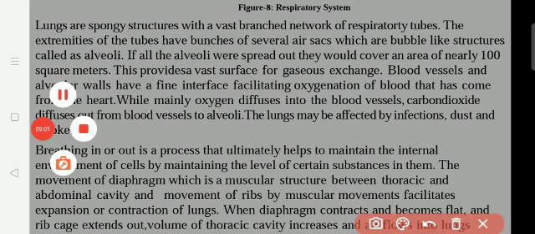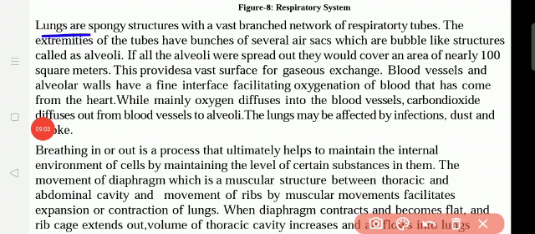So here is another point: lungs are a spongy structure, like a sponge. A vast branched network of respiratory tubes. Several air sacs, like bubble-like structures, are present. They are called alveoli. Underline this point: at the extremities, that means at the end of the bronchi, the tubes have branches, bunches of several air sacs, bubble-like structures called alveoli.